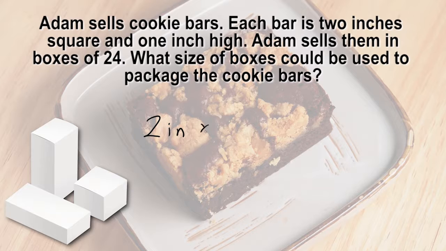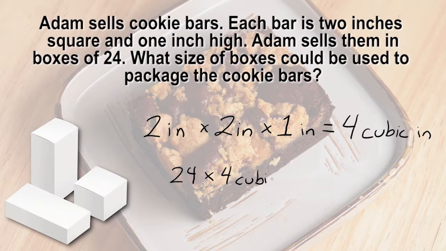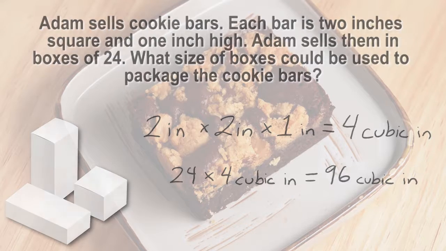Each cookie bar is 2 inches by 2 inches by 1 inch, making the volume of each bar 4 cubic inches. Since Adam sells his bars in boxes of 24, we can calculate the total volume of the box by multiplying the number of bars in the box by the volume of each bar. 24 multiplied by 4 cubic inches is 96 cubic inches. The volume of the box will be 96 cubic inches. Now that we know the needed volume of the box, we can make sure any possible box dimensions we use have a total volume of 96 cubic inches.